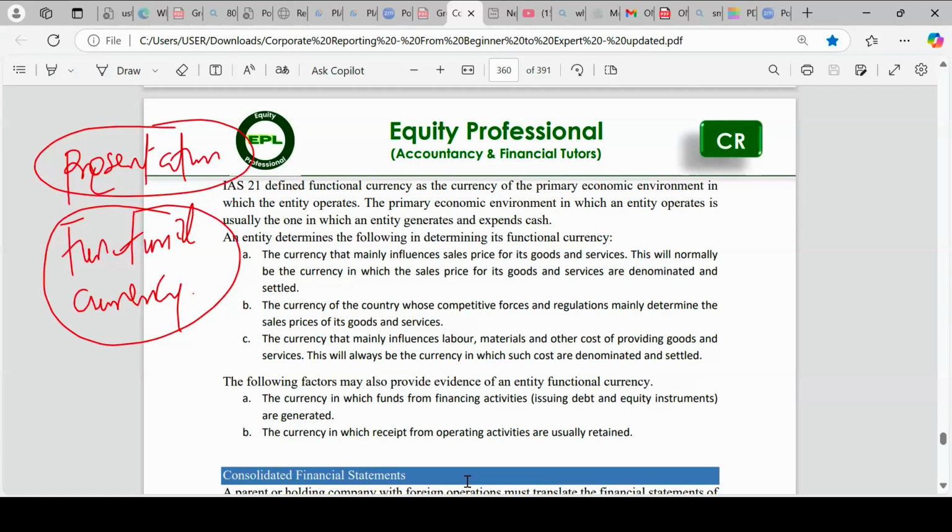Now, pay attention to this. They said an entity considers the following in determining its functional currency. Number one, we look at the sale price. And in what currency are you invoicing? We have the case of many companies, until regulation restricted a lot of things, we used to have a lot of, and we still do, they find a way to do it underground.